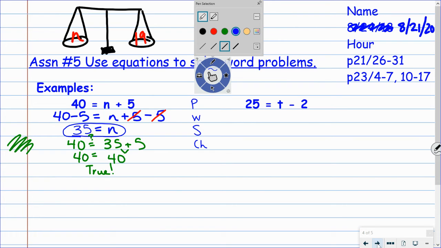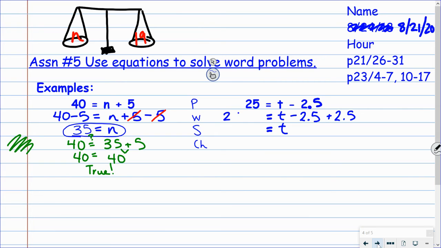I'm going to change this up ever so slightly to make this 2 and 5/10 because, well, why not? Our focus is trying to get t by itself and alone. But right now we have t and we're taking away $2.50. Let's add $2.50 to figure out how much money I had before someone took that away.